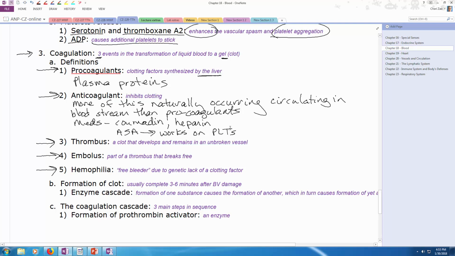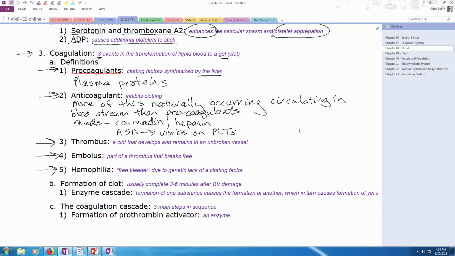So aspirin is very effective on that because most people who are concerned about heart attacks take an aspirin a day. Is it a regular strength aspirin? It's a baby aspirin. So 81 milligrams of aspirin a day is a very effective way to actually prevent accidental clotting, because remember, our platelet plug is part of this coagulation process or hemostasis, correct? Thrombus. A thrombus is a clot that develops and remains in an unbroken vessel.